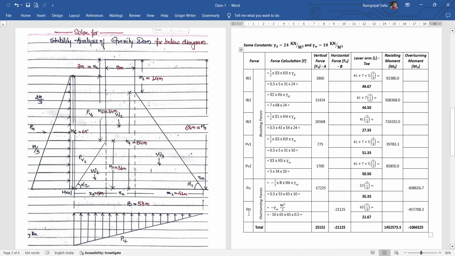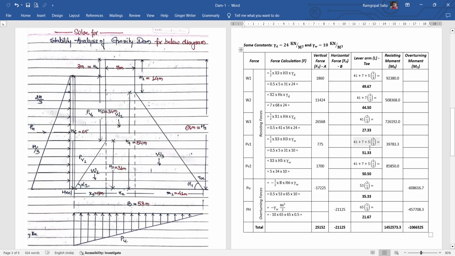Now the last one is PH. Here also the pressure diagram is in rectangle shape. So if you are calculating from the bottom, the lever arm will be at a distance of h by 3. CG will be lying at a distance of 1 by 3. So height is 65 meter into 1 by 3. So 65 into 1 by 3. So here we get the lever arm for all the forces.